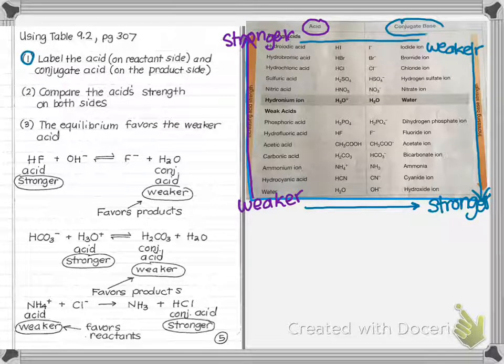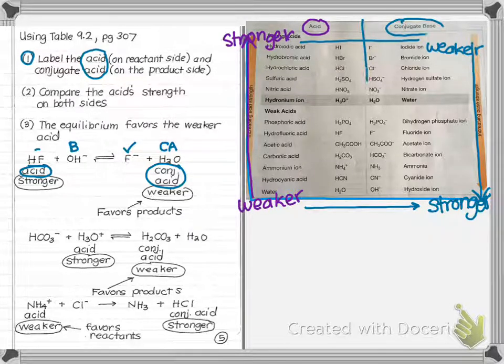So step 1, label the acid on the reactant side and the conjugate acid. So notice that I'm finding out the acid and the conjugate acid. So in my first problem, looking here, HF is the acid, and so that means this would be the conjugate base, this would be the base, so then the water is the conjugate acid. So we see I labeled those two. Then we go on to the table and find those acids.